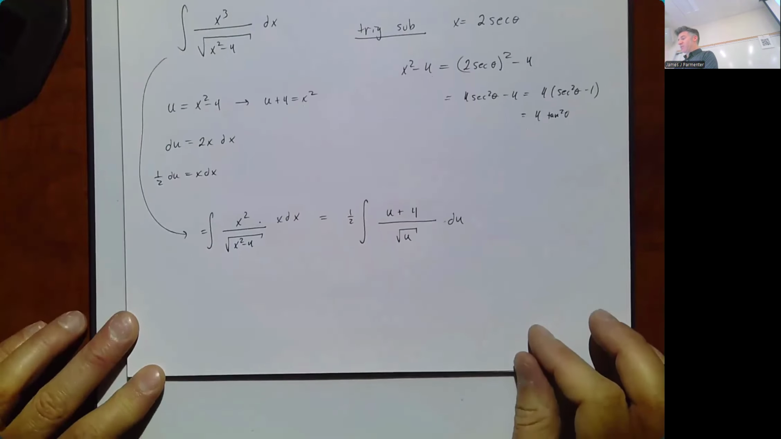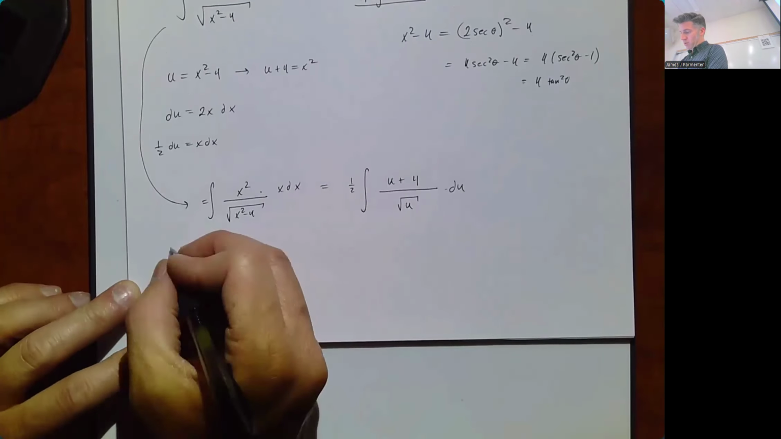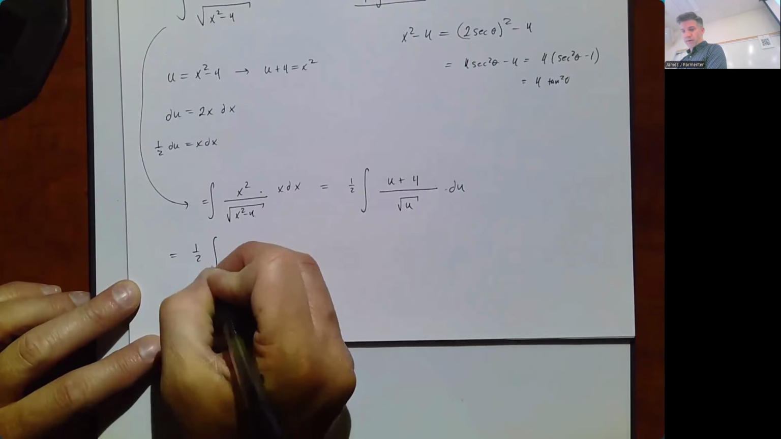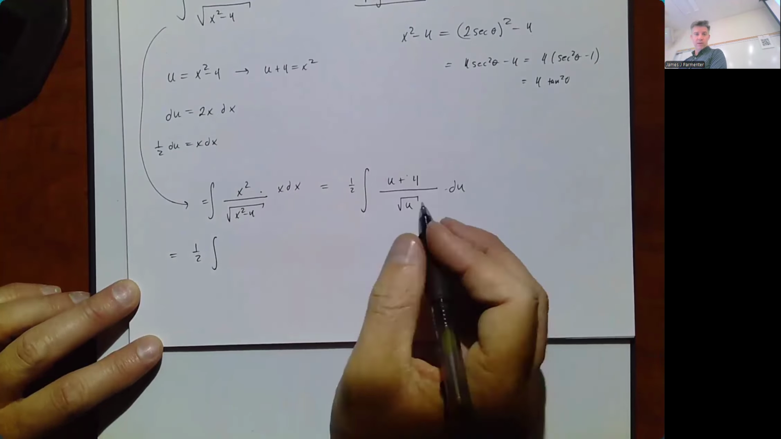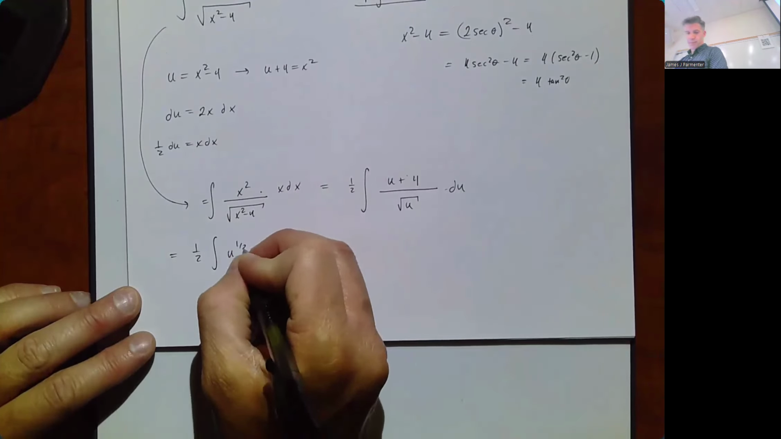And then we can divide each of those things by the square root of u to get 1/2 the integral of u divided by the square root of u, which is u to the 1/2.